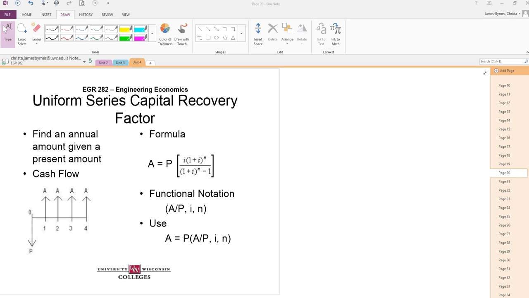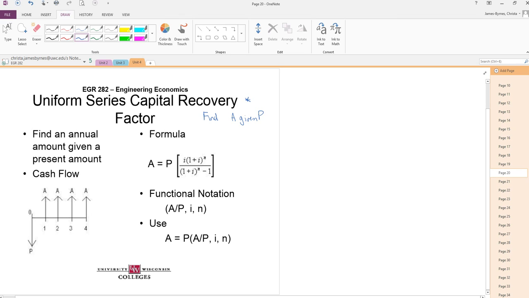Alrighty, here we are. We're on our third one. So in this one, this is the Uniform Series Capital Recovery. The key here is that we are finding an A given a P. Okay? Find an A given a P.